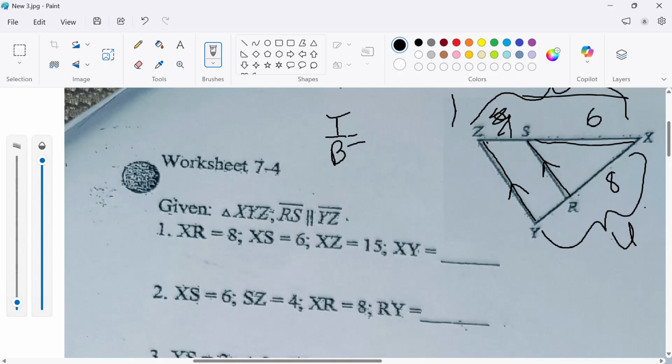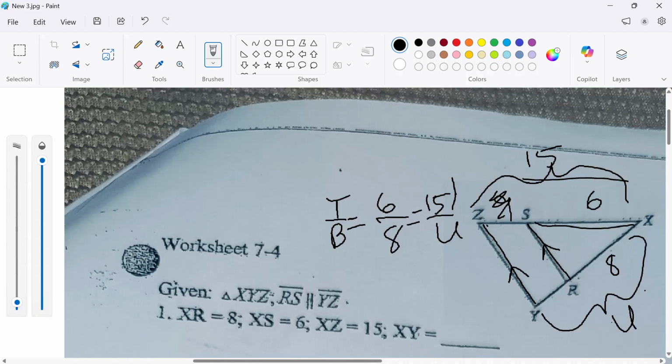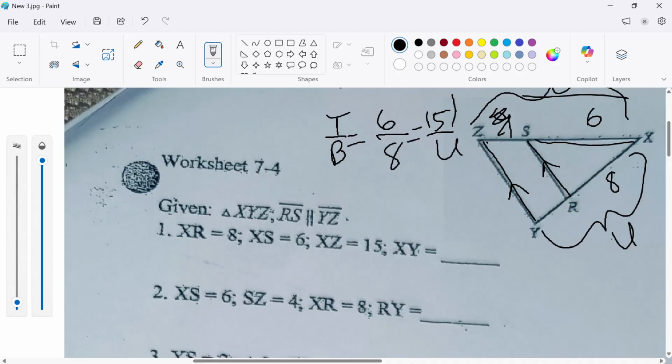And it's, what am I doing? Yeah, just do top to bottom. I guess I could do it that way too, between the segments. So I'm going to do 6 is to 8 as 15 is to unknown. And I want to find XY. Yes, I do. Okay. I guess I could do it the other way in a second.